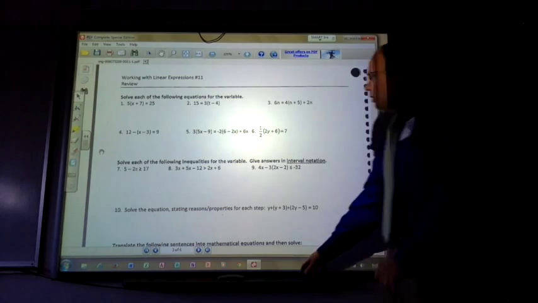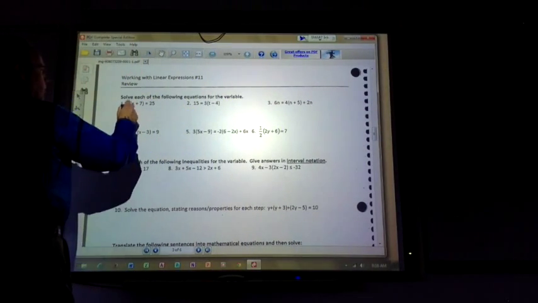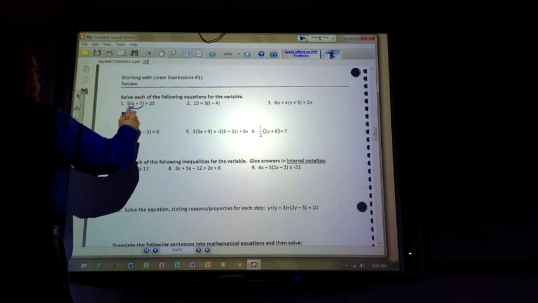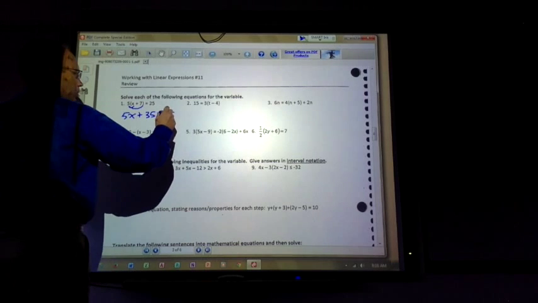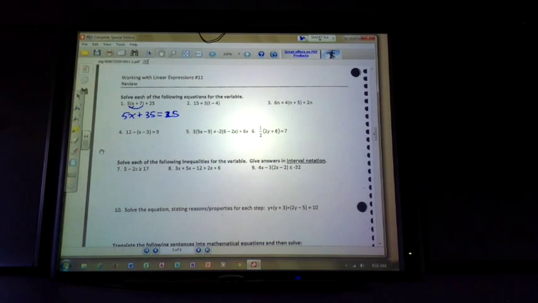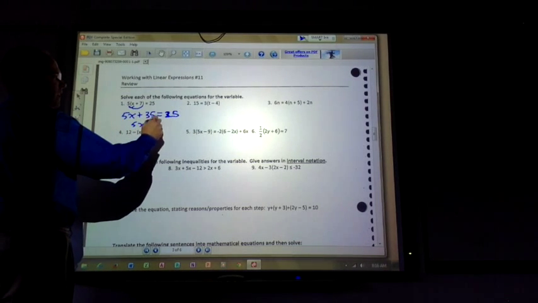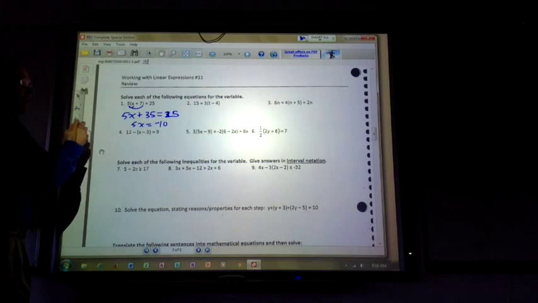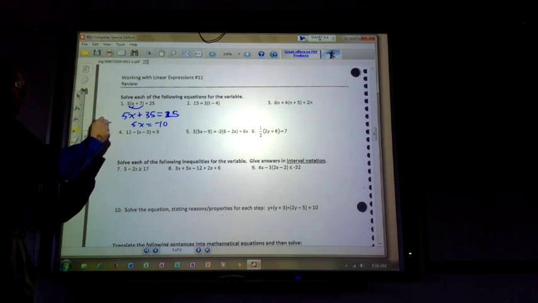Okay, I like it. We can totally distribute. That's 25, excuse me. Then what do we do from there? Subtract 35 from both sides, so that gives me 5x is equal to negative 10. Is that right? And then do what? Divide each side by 5, so x equals negative 2.